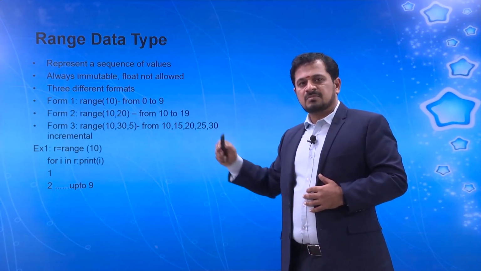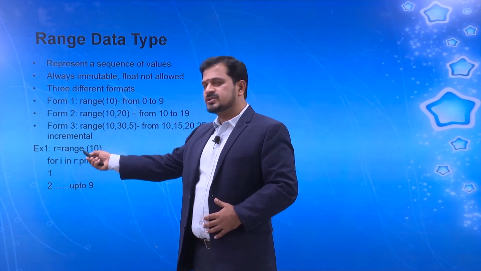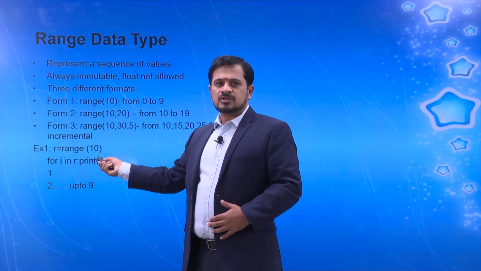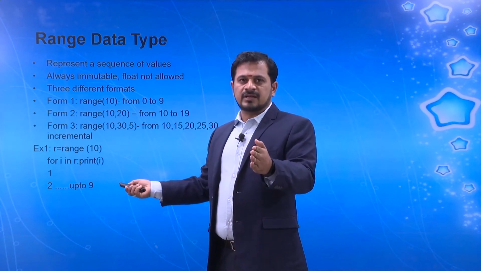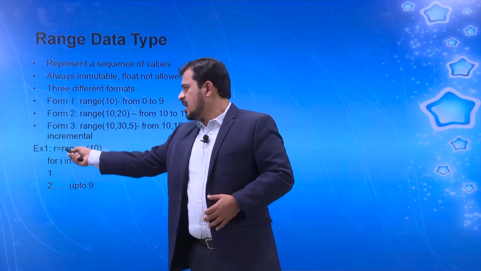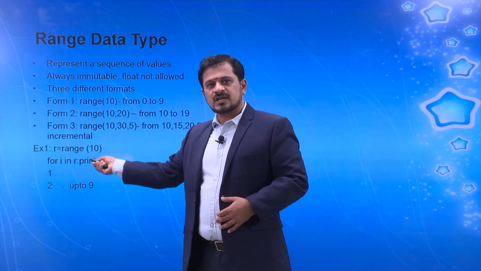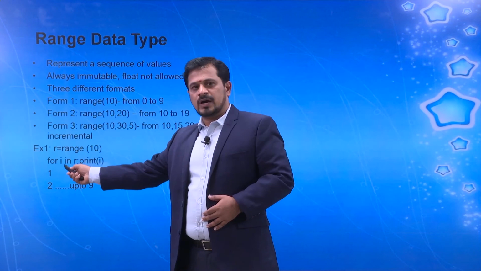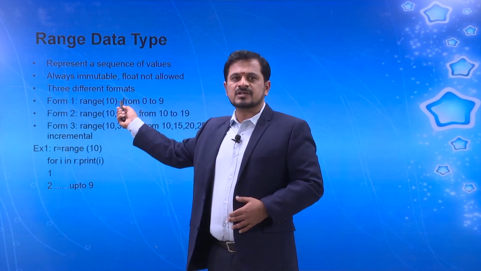So one example program, how you can declare it inside your program: R is equal to range of 10. So it is a form 1 type. I want to print all the data so that we can verify whether the range has been created or not. For I in R, print I. So after that R, I need to write a for loop, which is going to print values from 0, 1, 2, 3, 4 up to 9. It is in the first form.